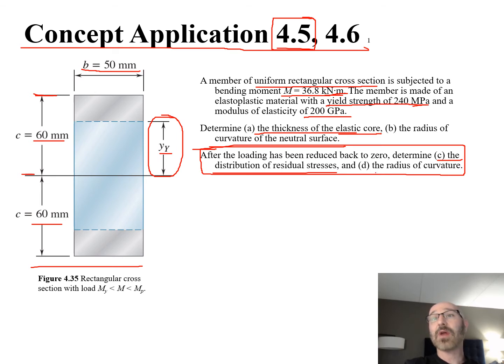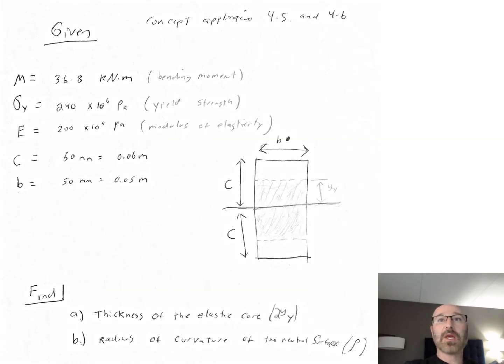And then again, the radius of curvature for this section here when the loading has been reduced back to 0 there. So from here, now that we've read through our problem statement and taken a look at our diagram, we can create our setup page. Within this setup page, we labeled this as a concept application for 4.5 and 4.6. I'll just be doing 4.5 for my hand solution here.